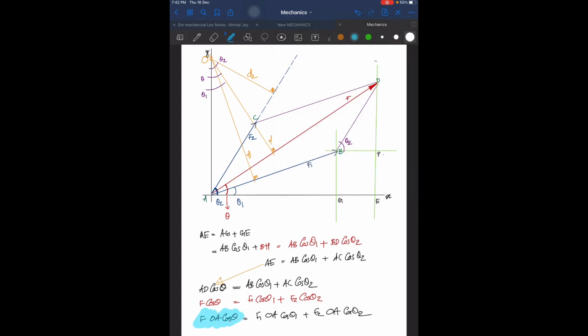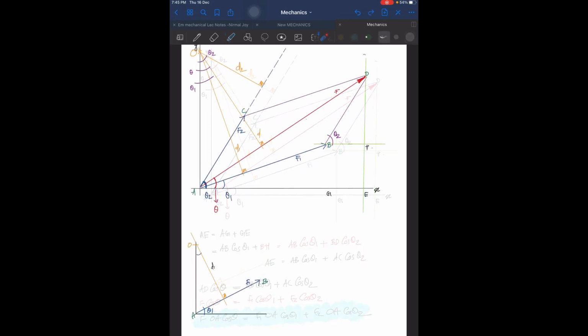So we have reached over here: F OA cos theta equal to F1 OA cos theta 1 plus F2 OA cos theta 2. Now friends, I have redrawn the F1 force. AB is the force with the magnitude F1. It's making an angle theta 1 with the x-axis or the horizontal, and we have the y-axis over here also. So here it will be theta 1 and here also it will be theta 1. We had already established that.